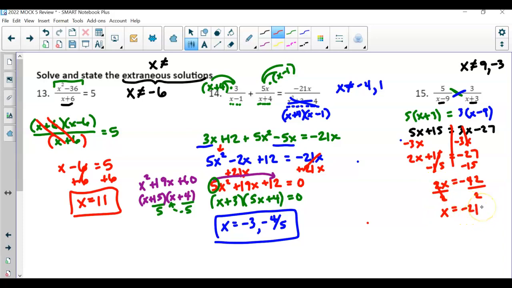But before I box my answer and say this is my answer, is this one of our extraneous solutions? No. So we are good with this answer.